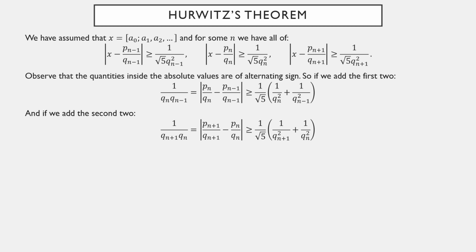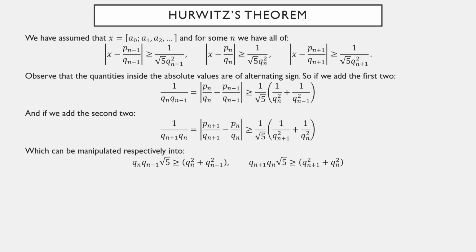With a little bit of algebraic manipulation, ignoring the term in the middle and just focusing on the left and right, you can manipulate them to look like this. The first becomes Qn minus 1 times root 5 is bigger than or equal to the sum of those squares, whereas the second becomes Qn plus 1 times Qn times root 5 is bigger than or equal to the sum of those two squares. If we then add these inequalities together, we can factor a Qn root 5 out of the left, and on the right we have two Qn squareds, but otherwise we have Qn minus 1 squared and Qn plus 1 squared. But remember, we've established that an plus 1 is 1.